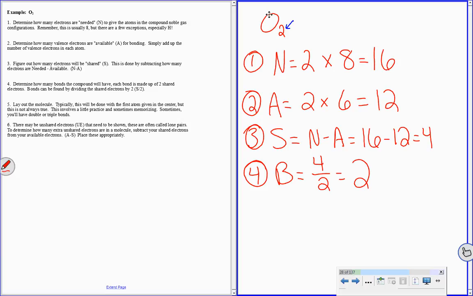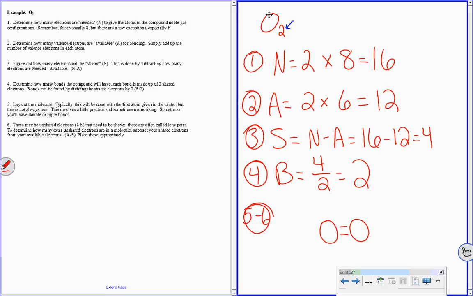Steps 5 and 6 are a little bit more complicated and do involve some outside knowledge. I have 2 oxygens, and my best bet is to put those 2 oxygens next to each other. We'll talk a little more about shapes as you get used to this. Between them, I'm going to put 2 bonds, so that uses up the 2 bonds I solved for in step 4.